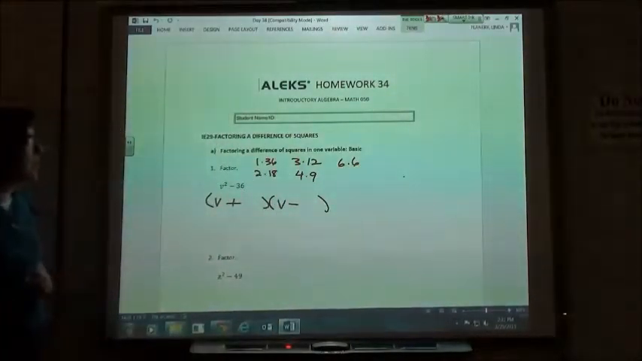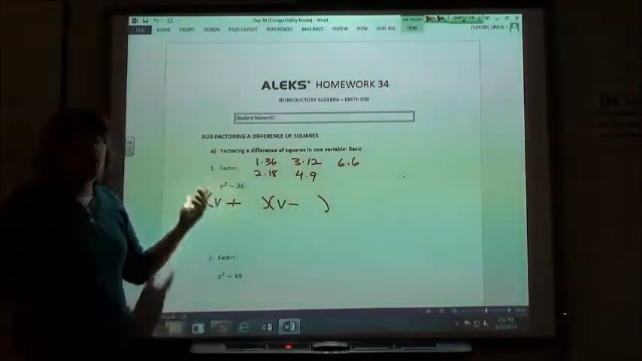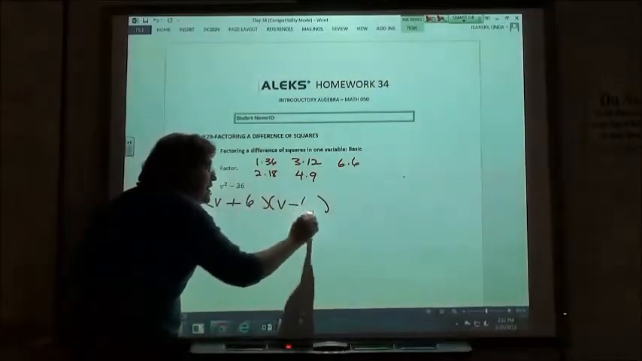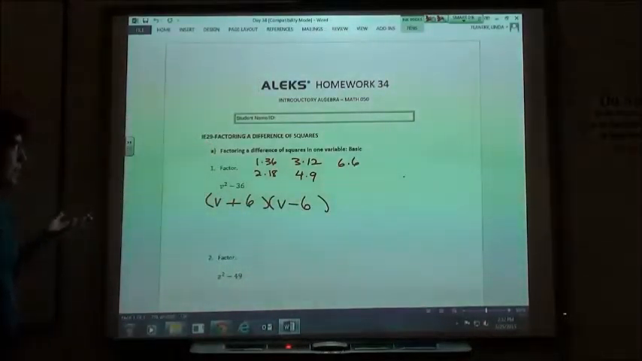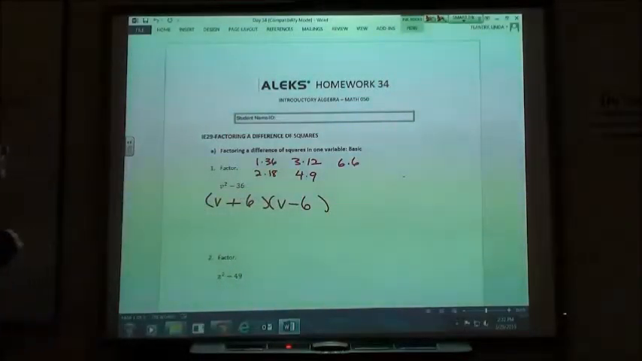That has a whole lot of pairs as factors, but we want the pair that gives us 0 in the middle. So we end up with the pair that has the same numbers, because if we have a plus 6 and a minus 6, we get 0 in the middle. So here we end up with what they call those conjugates, the same two terms just with opposite signs.